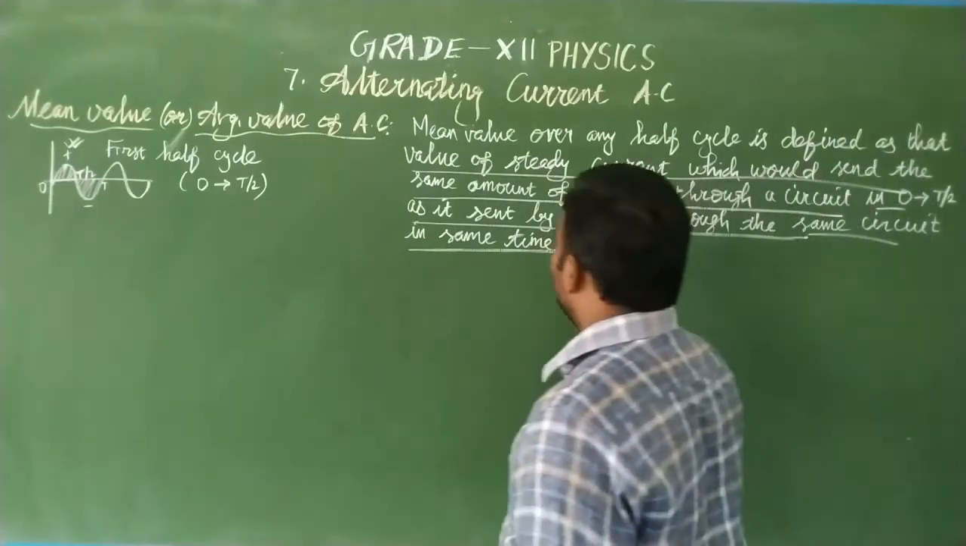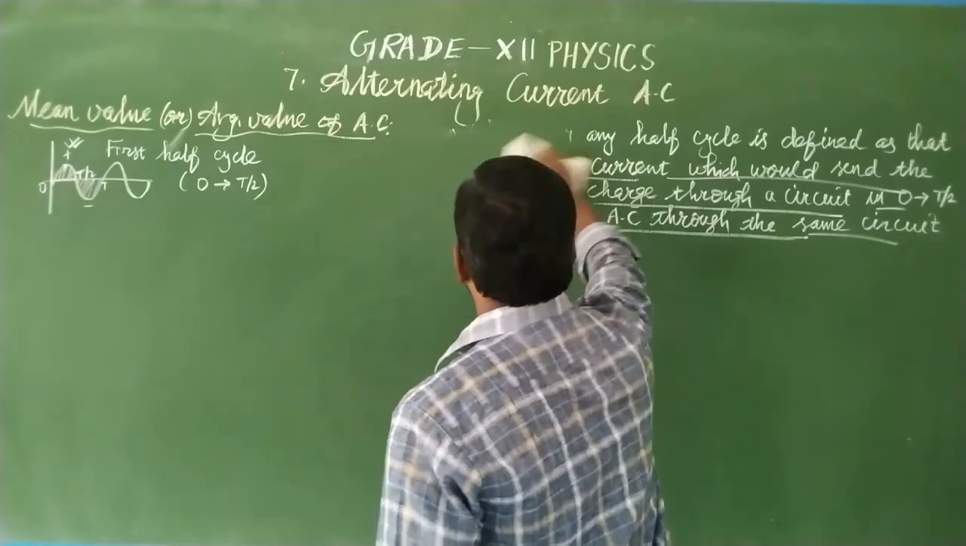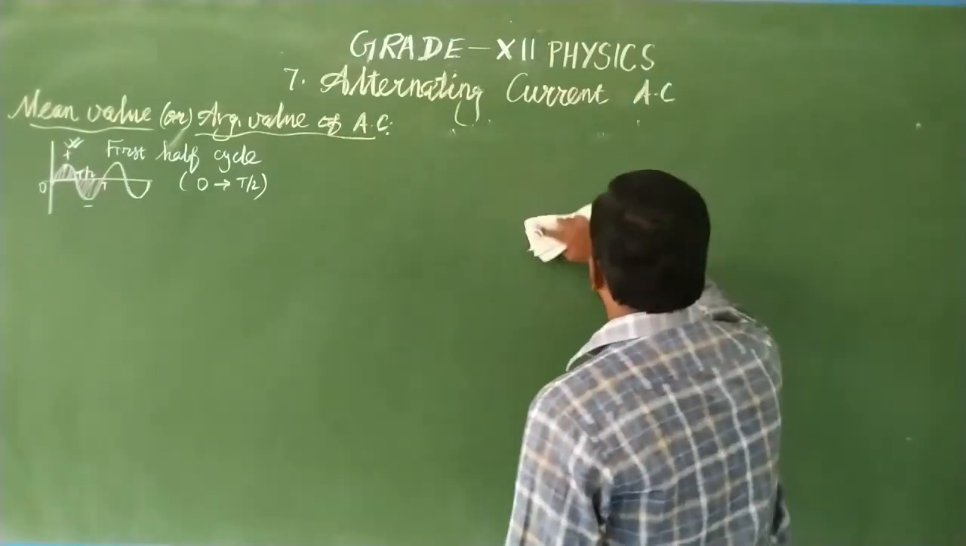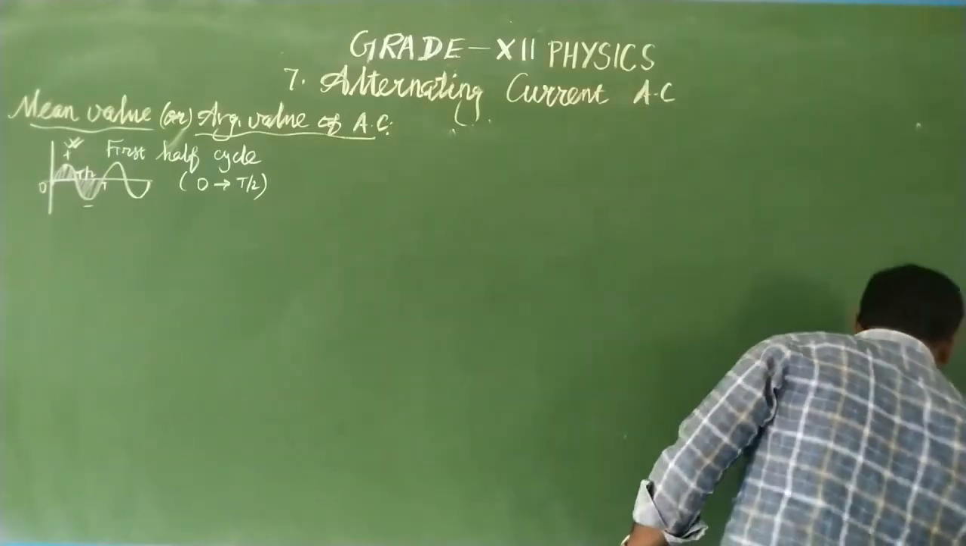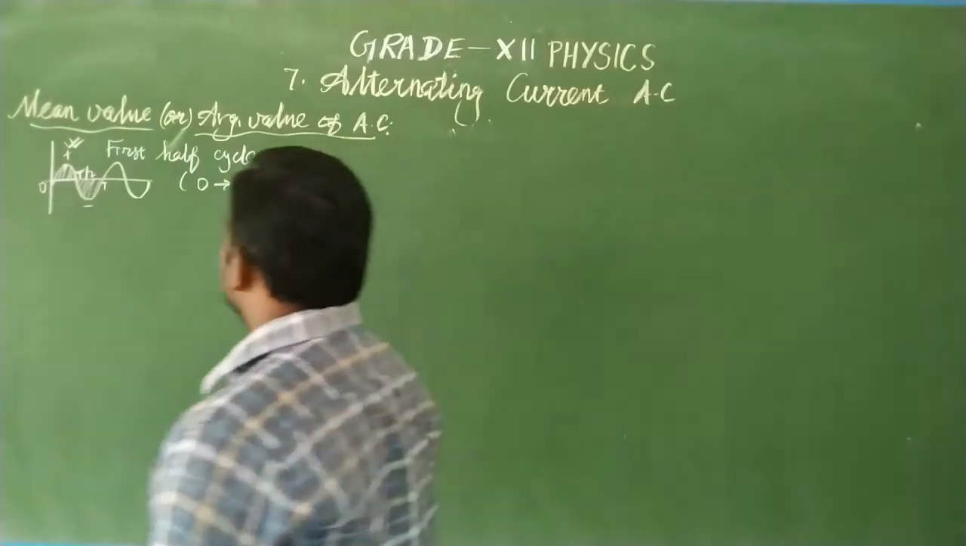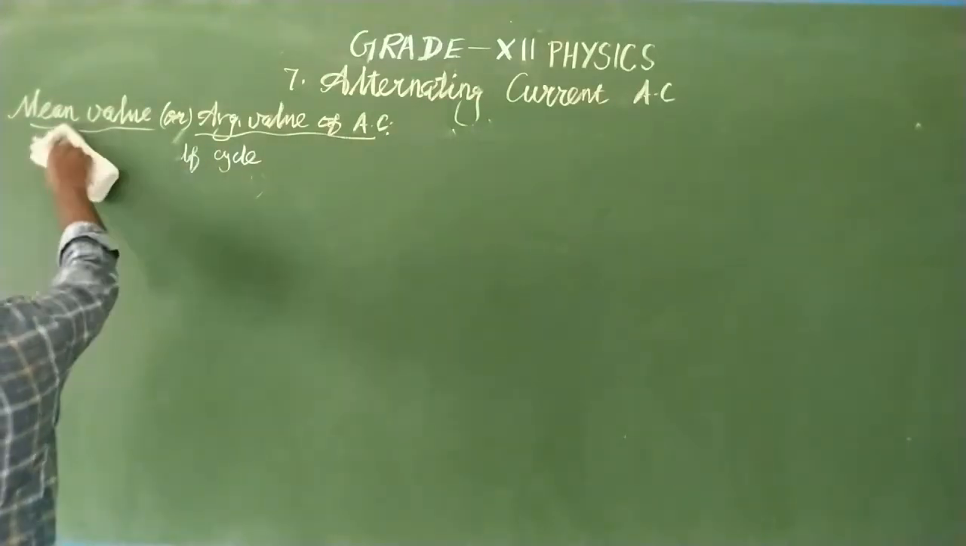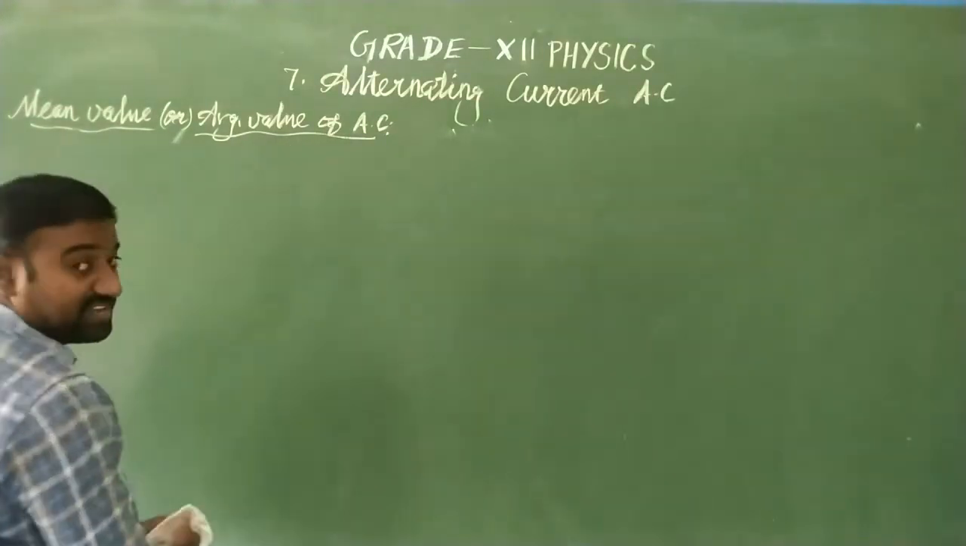Okay, so now we are going to find the mean value of AC in the first half cycle. So how can we find the value? It's very simple steps only. Listen. So in the first half cycle, generally the current is denoted by, how can we denote the current?